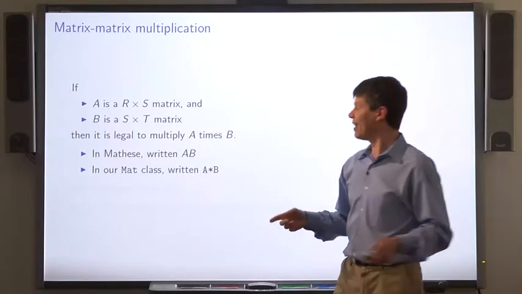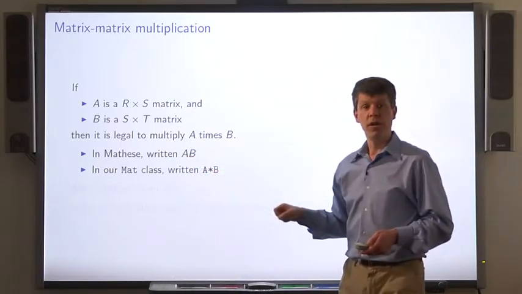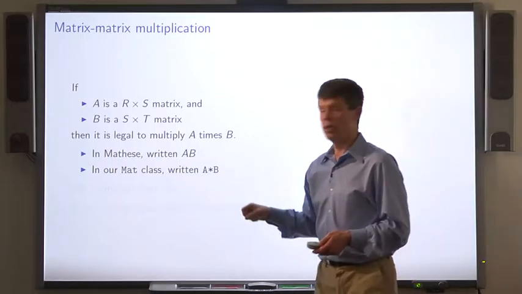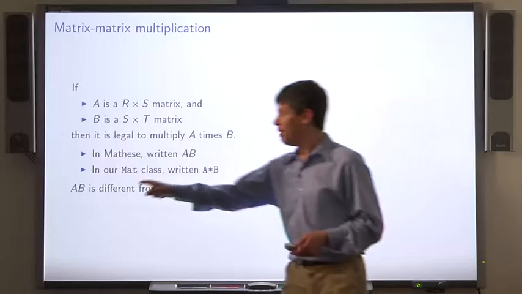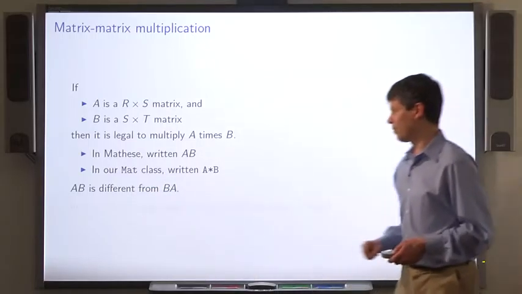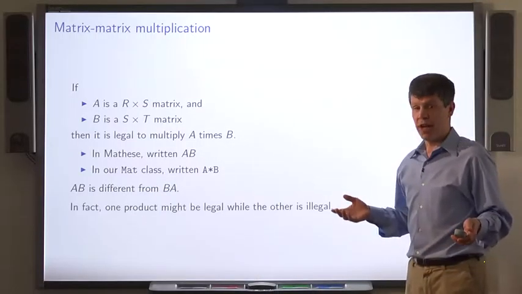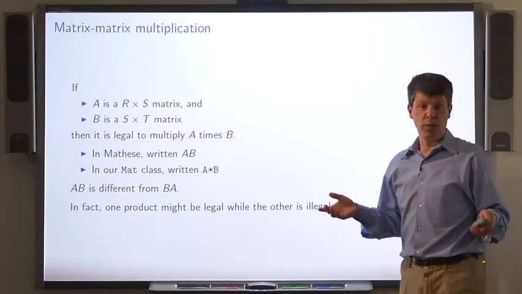And in our math class, we'll use a star to denote multiplication between matrices. So we'd write it A star B. Now note that A times B is different from B times A. In fact, one of those products might be legal while the other one is illegal.